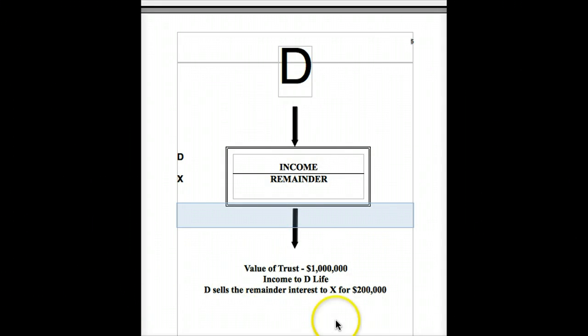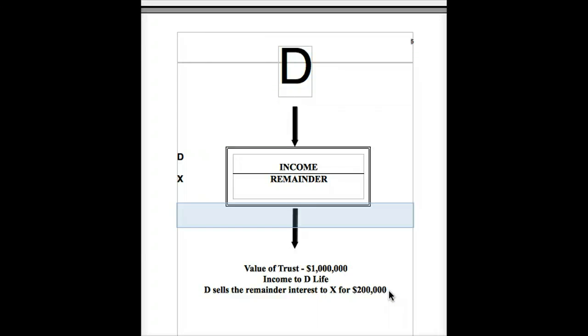Now, if we expand on this first part of the example and say that the value of the trust that D set up is $1 million, and if the remainder of the trust is sold to X for $200,000, the question to ask is, would the $200,000 be included in D's estate when he dies? And the answer is yes, if the $200,000 does not represent full and adequate consideration for the interest.